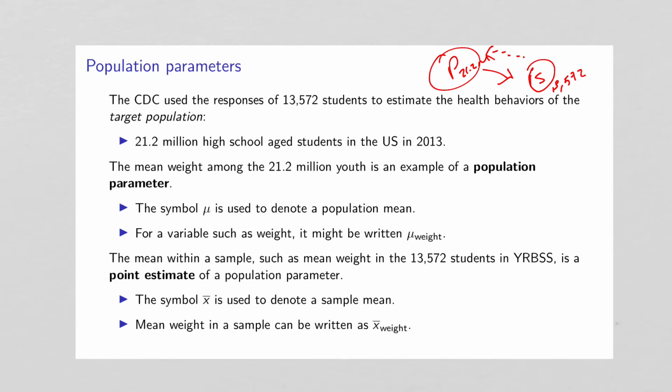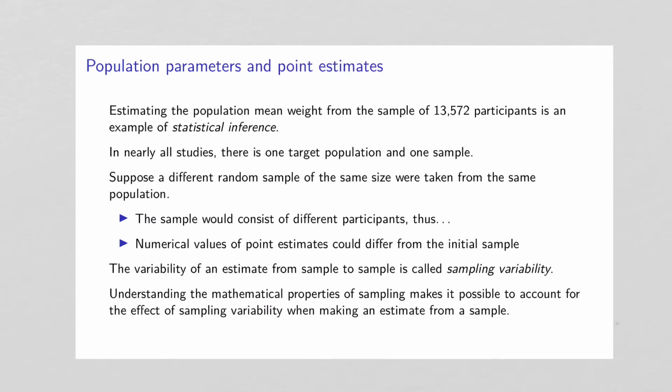The mean weight among the 21.2 million youth is an example of a population parameter. And the mean for the sample is known as a point estimate of that population parameter, right? The population parameter is mu, and the point estimate in the sample is x bar. Estimating the population mean weight from the sample of these participants is an example of a statistical inference. In nearly all studies, there's one target population and one sample.